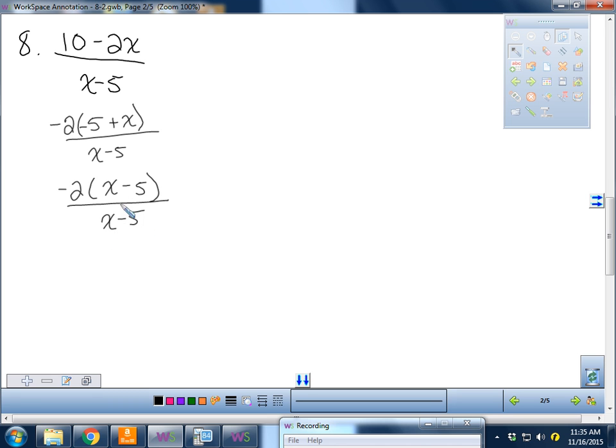And then I notice that I have matching factors. So I have negative 2. And I have to remember that I did have something in the denominator. I had an x minus 5. So if I set that equal to 0, I would have to add 5. So originally x could not be 5.